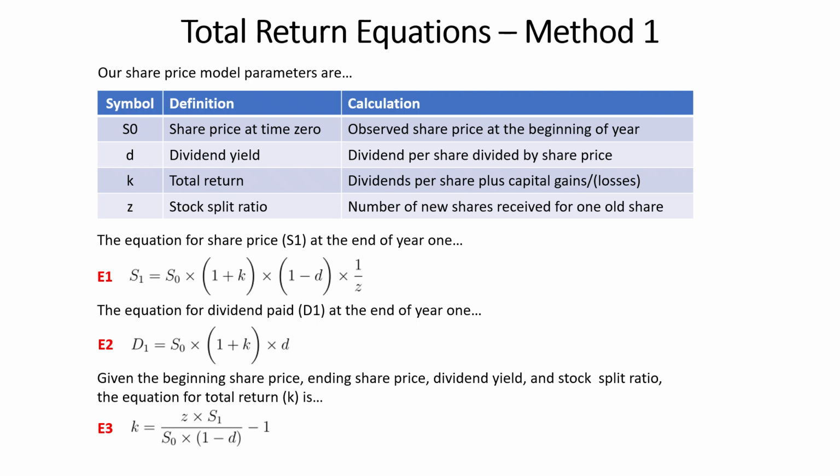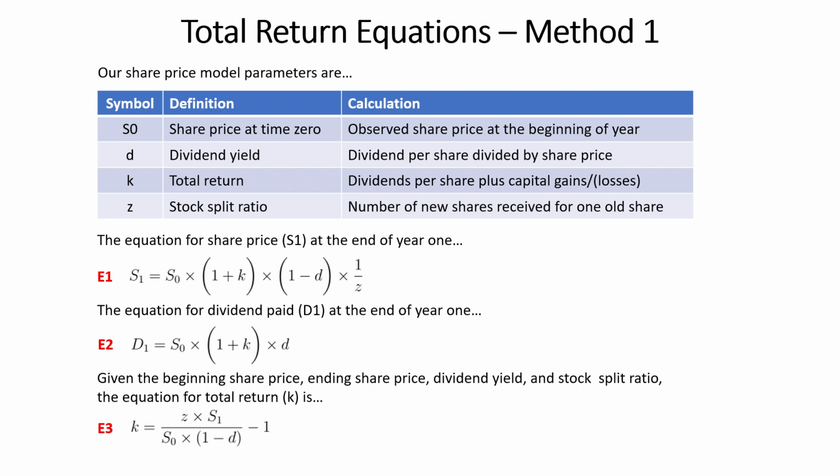So as far as method one, if you look at that table at the top, we have four parameters that we want to define. The first one is share price, which is S subscript 0. Remember that the subscript is time. So S subscript 0 would be share price at time 0. And we can observe that share price at the beginning of any year. The small d, that's dividend yield, and that's dividends per share divided by share price, and that's easily obtainable.